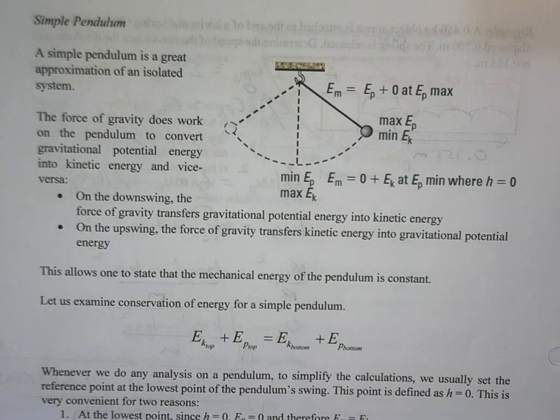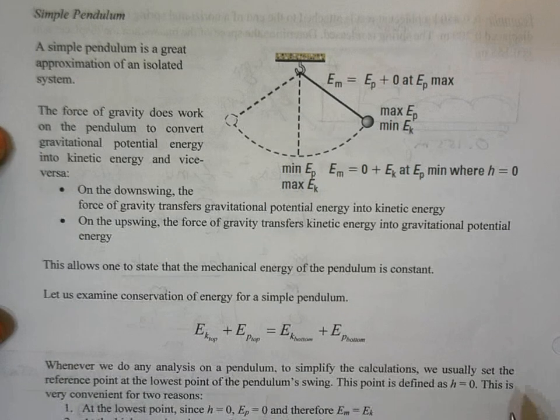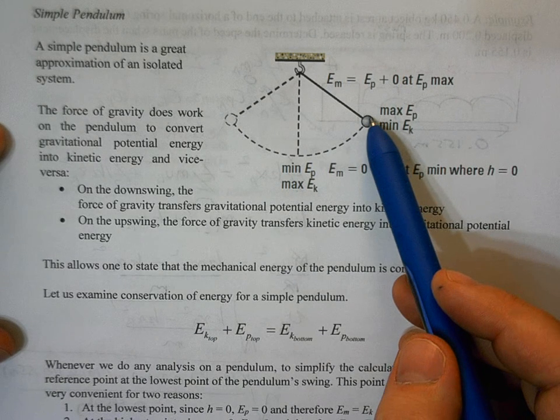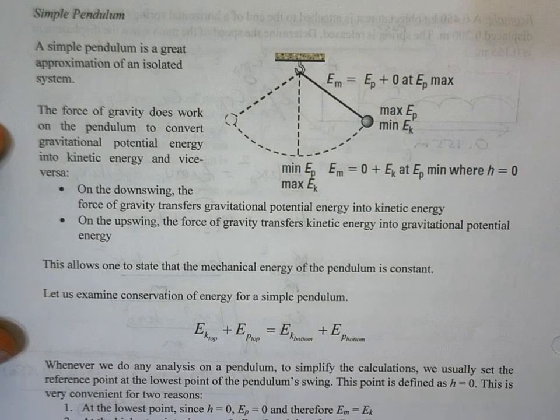So the simple pendulum, we can analyze some bits about it using conservation of energy. And we can also approximate it as an isolated system. So for a pendulum, generally what we're going to be looking at is two parts. We're going to be looking at the highest point of the swing, and we're also going to be looking at the lowest point of the swing.